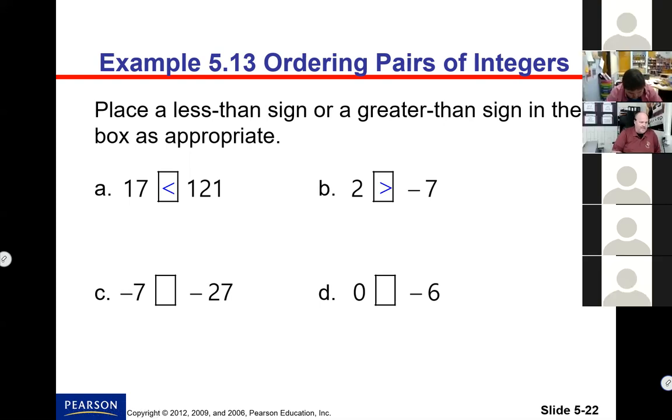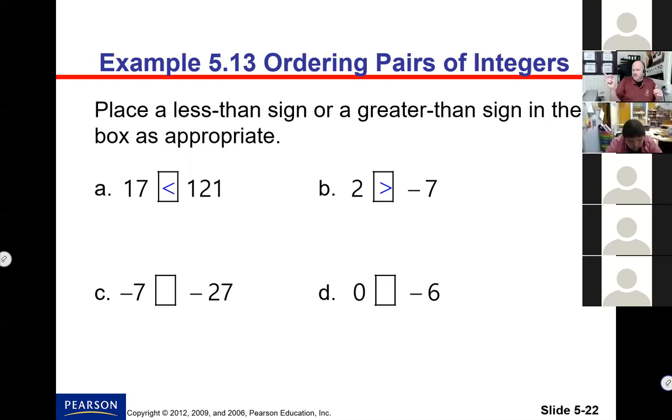Okay, what do we got? C, -7 and -27. Which one's the smaller one? -7. No. Remember, the farther you get from 0 going left, the smaller the number. I said -27. Yeah, the -27. If you look at a number line, the -27 is farther to the left. It's a smaller number than -7 because it's farther away from 0 on the negative side, right? So then you would say -7 is greater than -27. 0 and -6, which is the bigger number? 0. So 0 is greater than -6. Good.